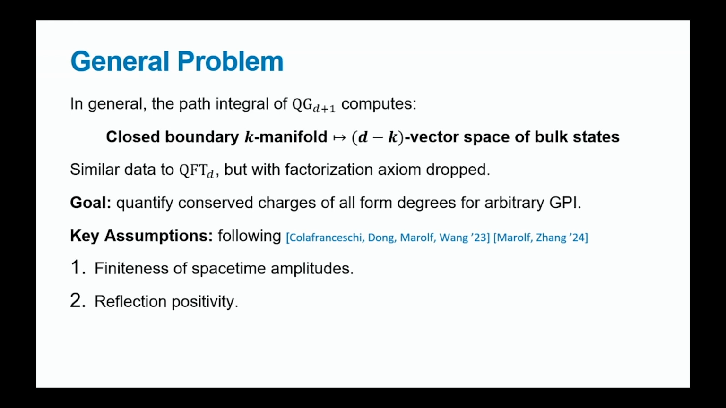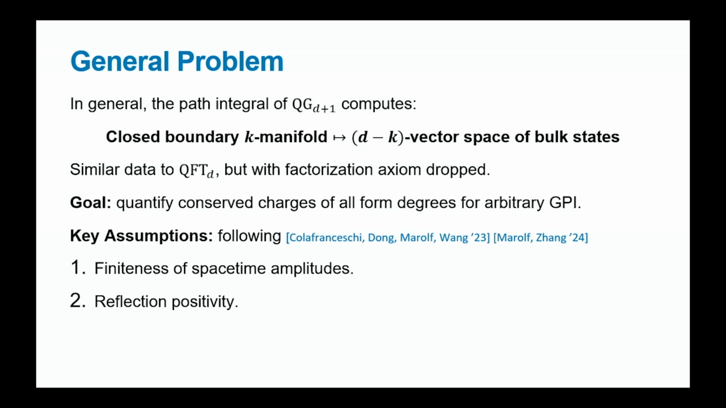This is very similar data. I'm saying my quantum gravity theory is in d+1 dimensions because I'm comparing to holography. So this is very similar data to a quantum field theory in d dimensions, but I don't automatically satisfy factorization. It's not automatic that the output I get for a disconnected boundary factorizes as a product of what I would get on each side. So the goal for the rest of this talk is going to be to quantify the conserved charges of all form degrees for an arbitrary gravitational path integral.